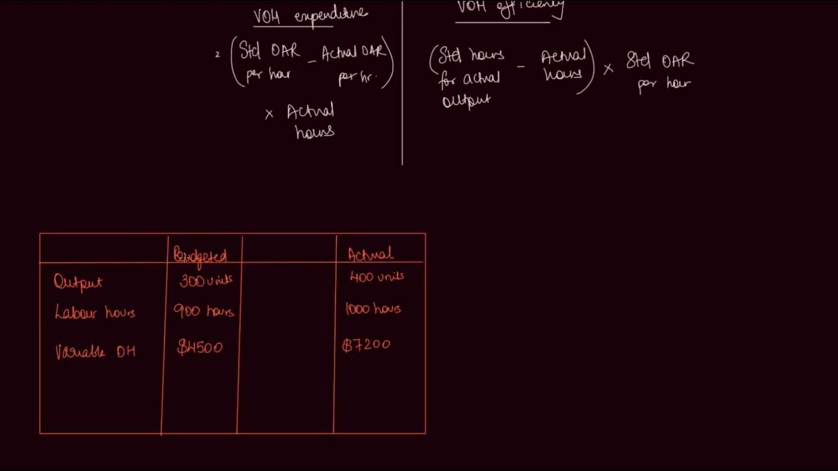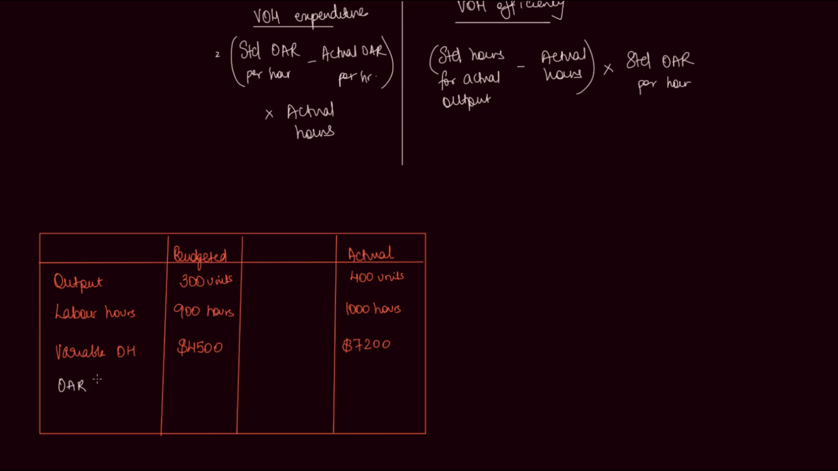Budgeted data is given and actual data is given. For budgeted, we have 300 units that were budgeted, and these 300 units should have been completed in 900 hours that was budgeted. And for these 300 units or for these 900 hours, our expected or budgeted variable overheads were $4,500. What we'll do is we'll calculate two things here.